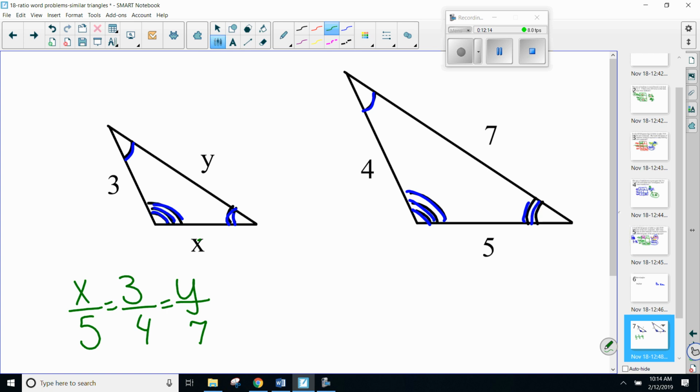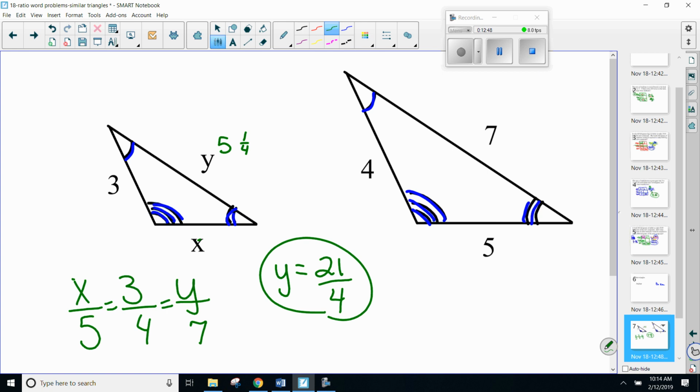If I were to cover up the x and the x over 5, you have 3/4 equals y over 7. How do you find y? Cross multiply and divide. So what is y equal to? 7 times 3 is 21, and you divide by 4. Cross multiply and divide. Give your answer that way. What is that approximately? 5, and it is 5 1/4. So y is 5 1/4.